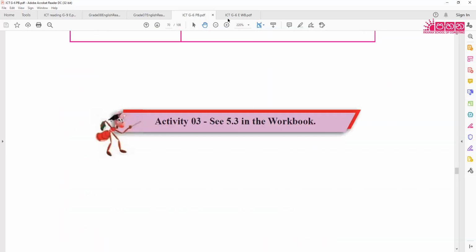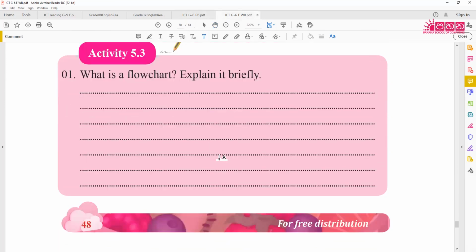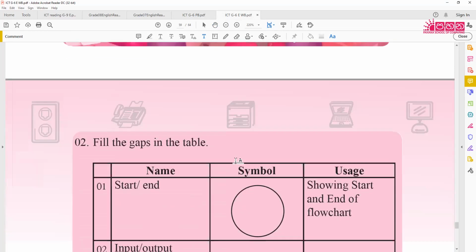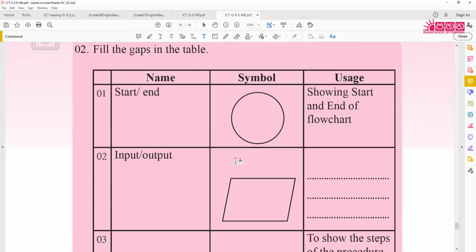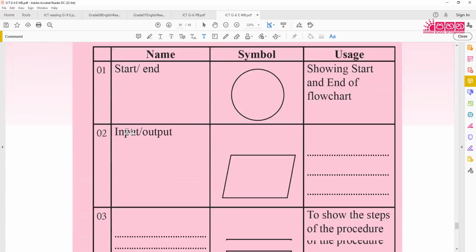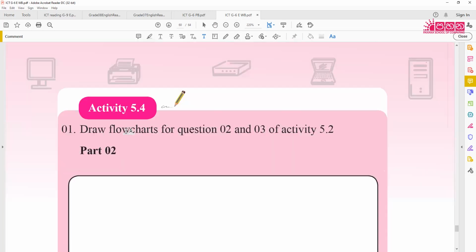We'll go to 5.3. It asks, what is a flowchart? We can say that a flowchart is a graphical representation of an algorithm. It uses different types of graphical symbols for various different parts of an algorithm. We use different flowchart symbols. So we know that for start and end, we will use different symbols.